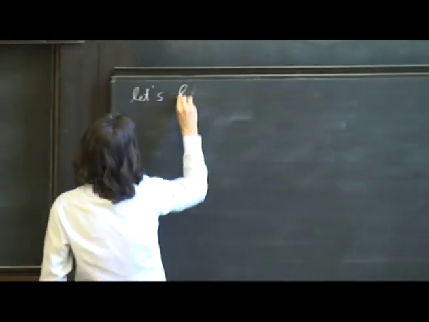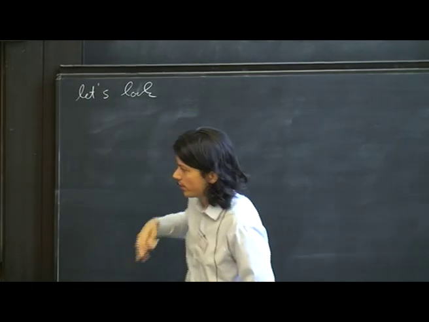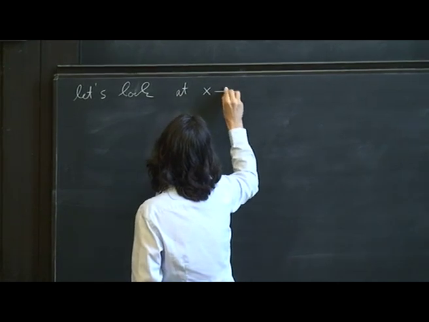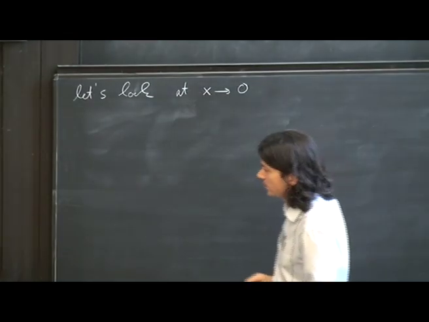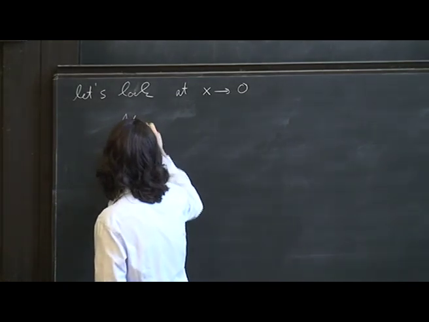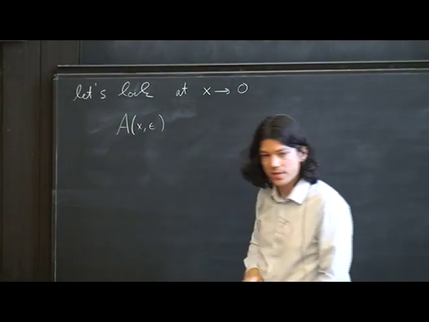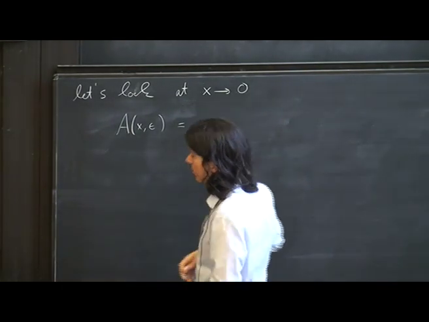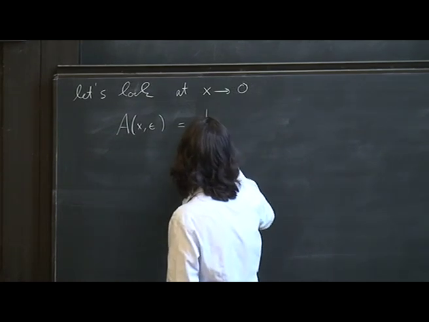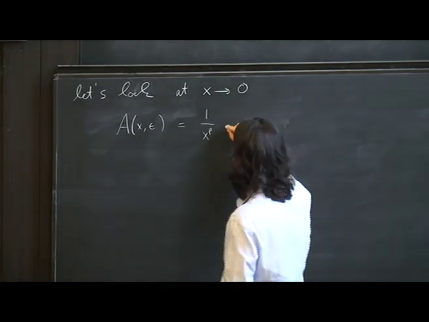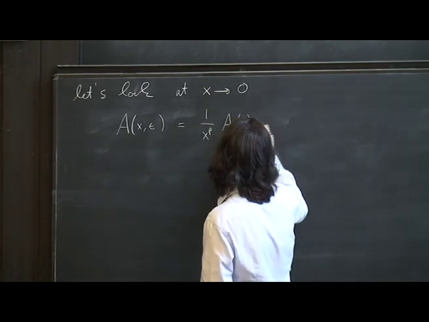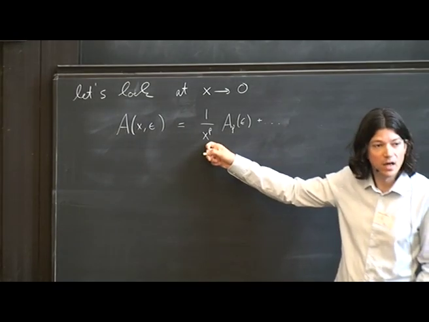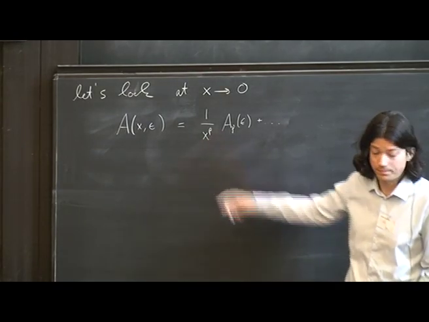So, without loss of generality, let's say there's a singularity at 0. Let's look at a singularity x going to 0. What's relevant is how this matrix A behaves near 0. We know the dependence is rational, so there'll be some leading term, 1 over x to the p, times some coefficient matrix, let's call it A_0(epsilon), plus other terms. And the question is, what would be this leading power p here? What can we expect?